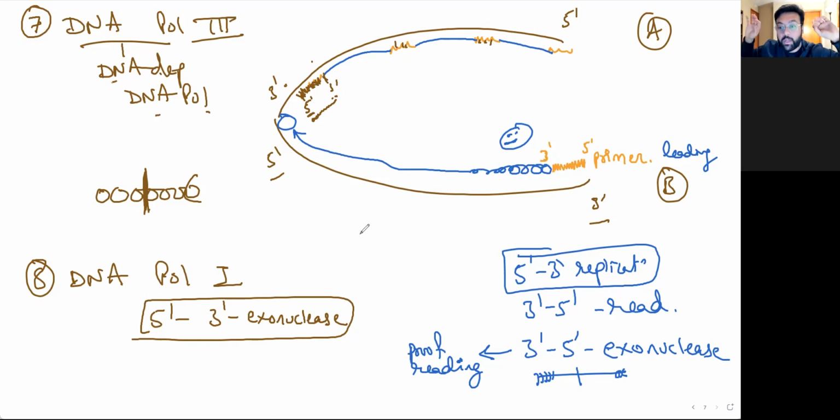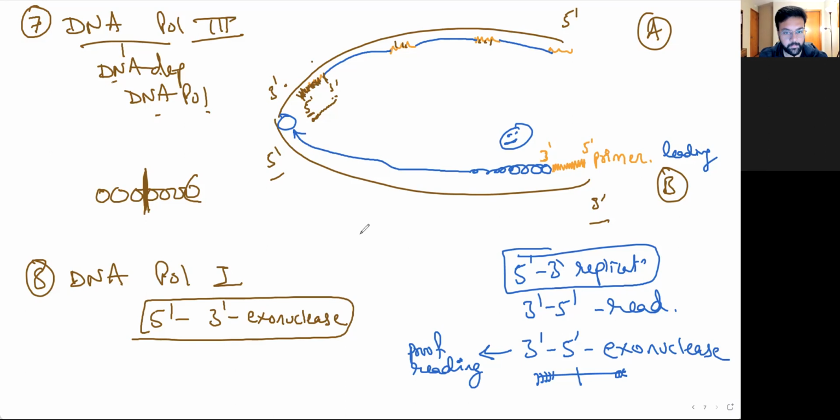In contrast, DNA polymerase 3 can only cut from 3' to 5'. Okay, it can only cut when it's going back. DNA polymerase 1, whether it's here or here, can cut on both sides. Okay, any questions?